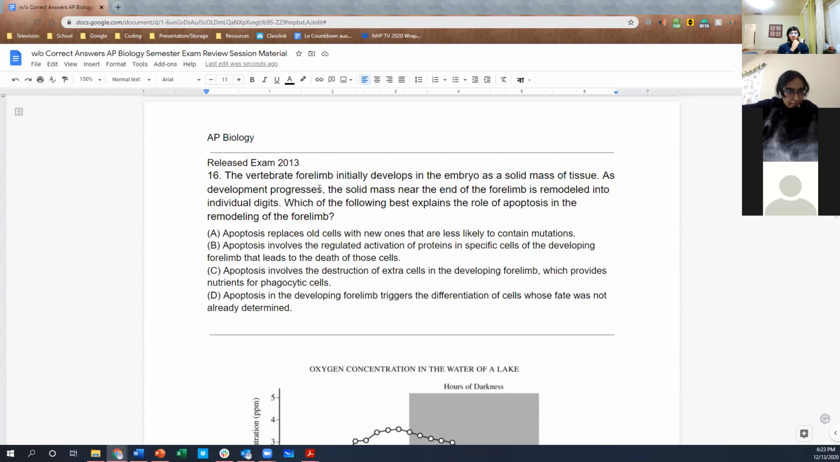Do you remember what apoptosis is? The cell death, right? Programmed cell death, yes. Programmed cell death. The opposite of apoptosis would be cancer, because that's uncontrolled cell division.